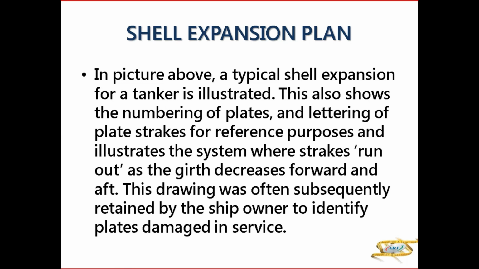And now when the strakes run out, the girth is decreasing towards the forward and aft regions. So as your block coefficient is less, your girth decrease becomes more. Like on a VLCC, your block coefficient is 0.85, so your girth decrease will be less because the curve occurs just at the ends. So with the shell expansion plan, you know where your plating is damaged, which is to be repaired, what the thickness of the plating is, and how much steel will be required. Everything you get from your shell expansion plan.